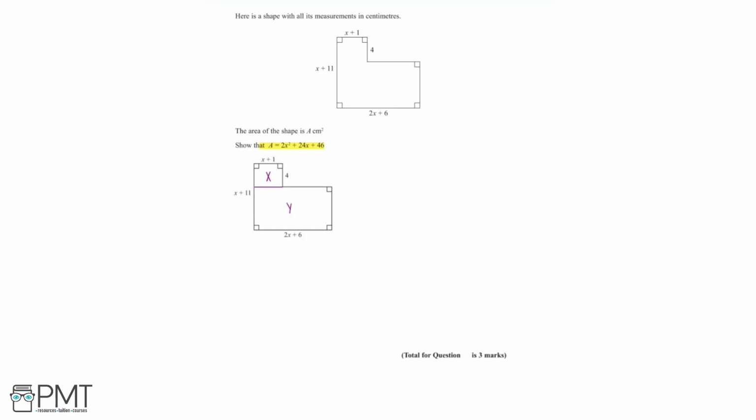And so the total length of the long side is x plus 11, and the length of the short side is equal to 4. And so this length is therefore equal to x plus 11 take away 4, because these two lengths add up to make the long length. And so we can say that the length of this side is equal to x plus 11 take away 4, which simplifies to x plus 7.